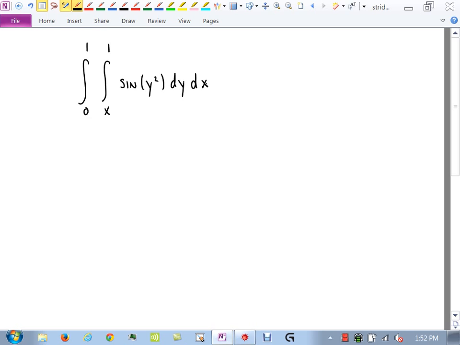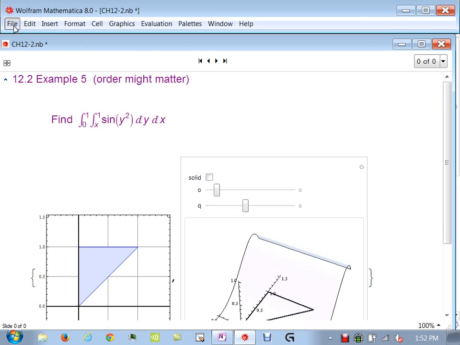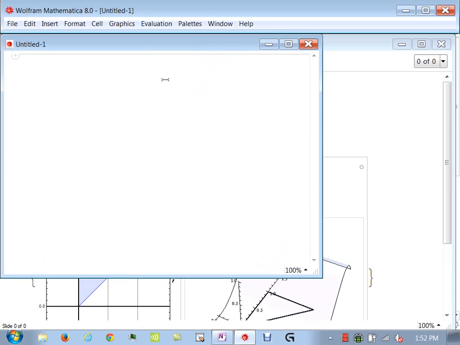So check this out. If I do this problem right now and I say, all right, just evaluate the double integral, right? The first thing you'd have to do is find the antiderivative of sine of y squared with respect to y. Mathematica: Integrate sine y squared, right? Ooh, I forgot a bracket. Sine y squared with respect to y, please.